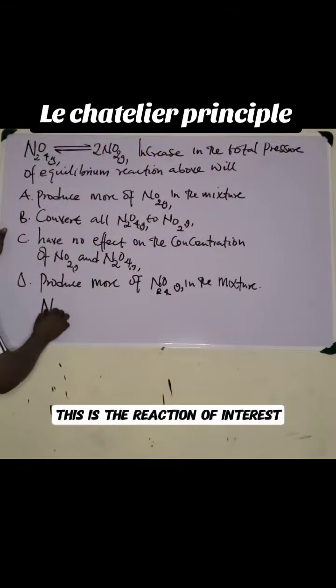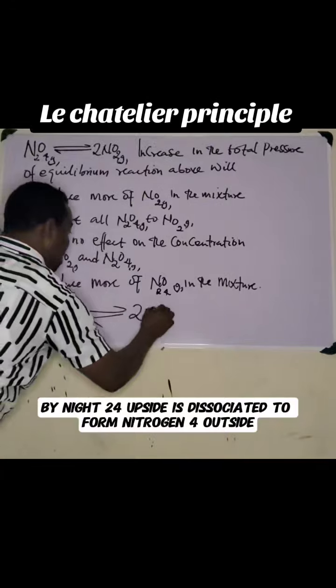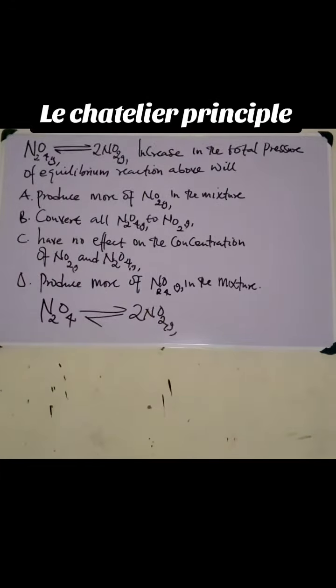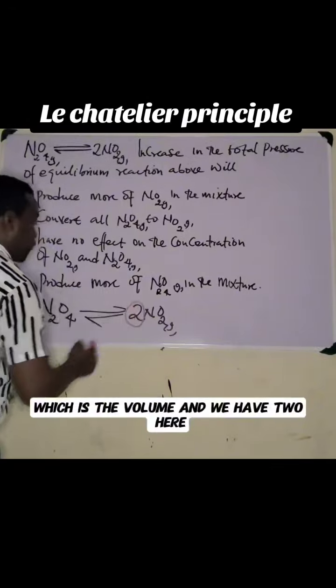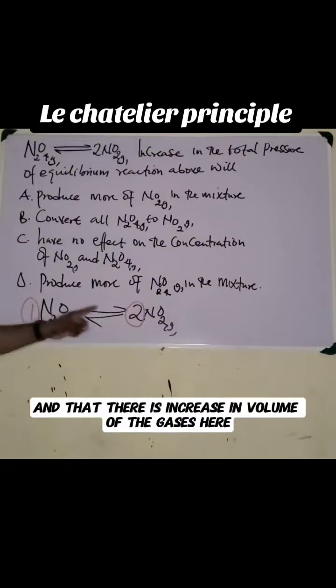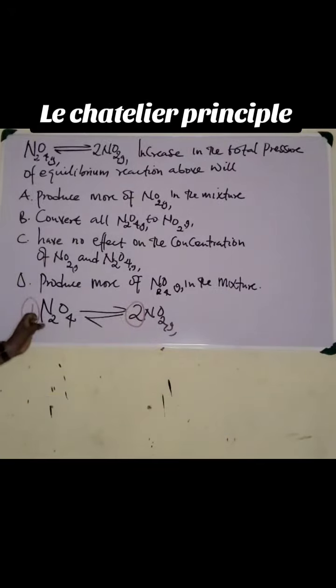This is the reaction of interest. Look at what we have here. The dinitrogen tetroxide is dissociated to form nitrogen dioxide. From this question, you will agree with me that we have one here, which is the volume, and we have two here. And that there is an increase in volume of the gases here.